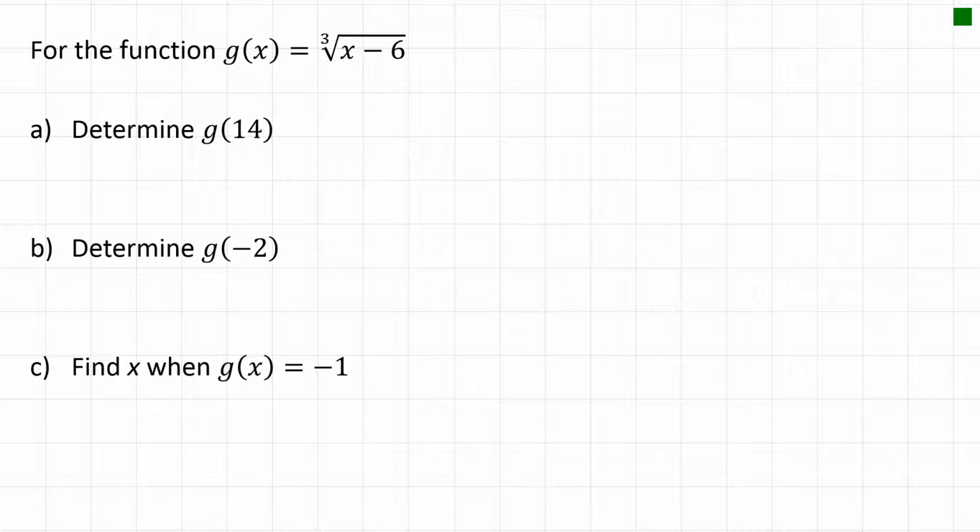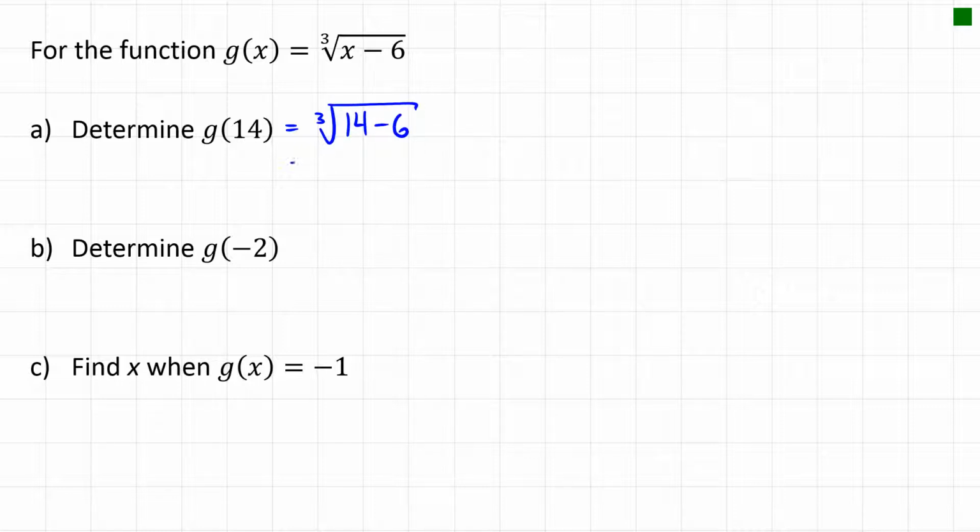And I just want to show you one last example where instead of having a square root radical, we have a cubed root radical. So in this function, g of x, we have the cubed root of x minus 6, and we're going to start by finding g of 14.